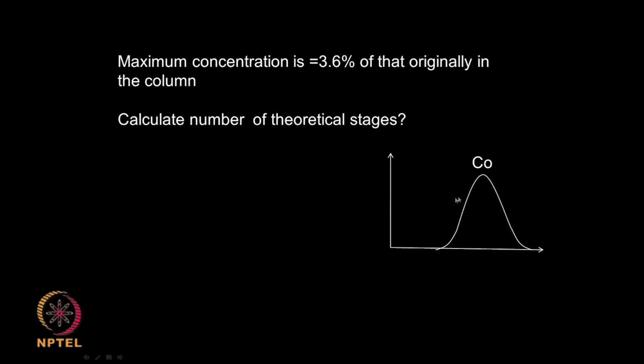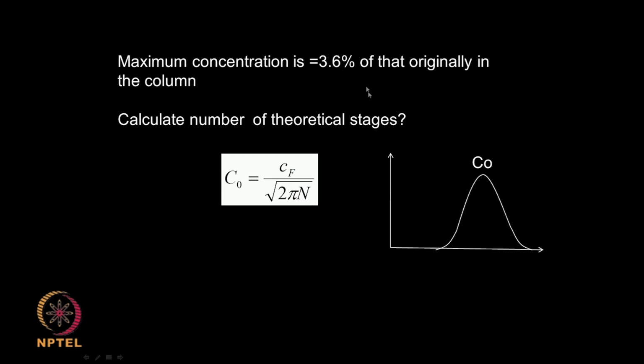The maximum concentration is C naught here, and we are reaching 3.6% of that. Calculate the number of theoretical stages. Now, you have to recall an equation which connects Cf with C naught and the number of equilibrium stages.